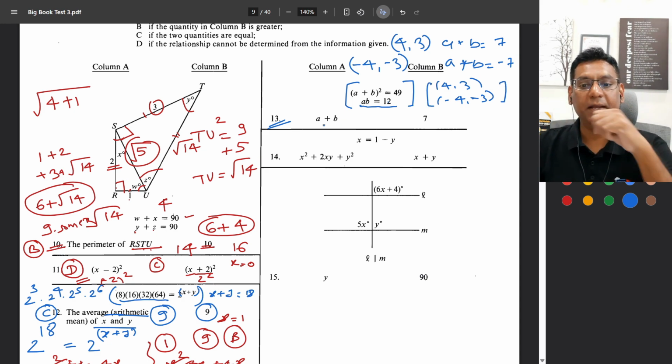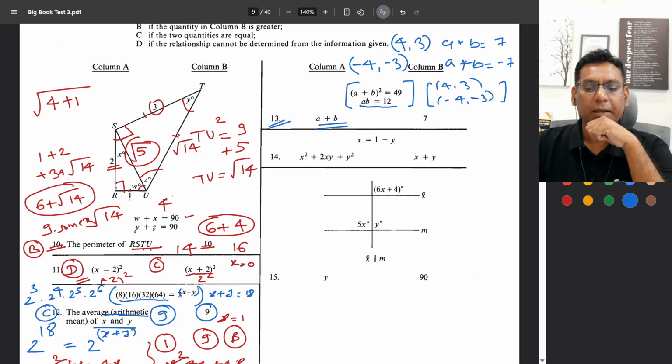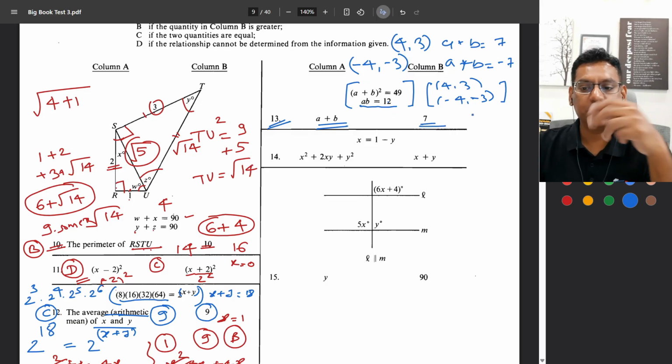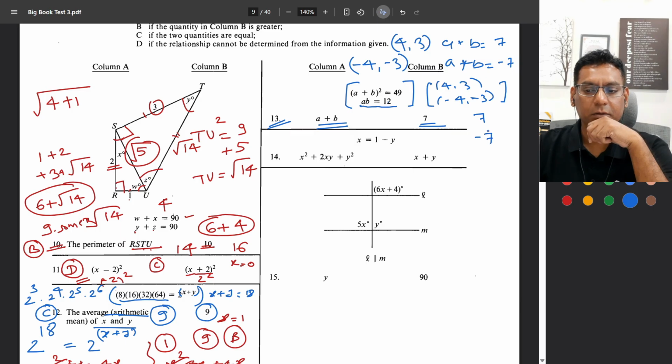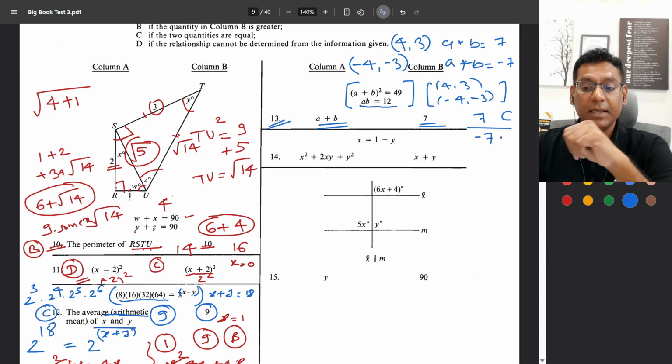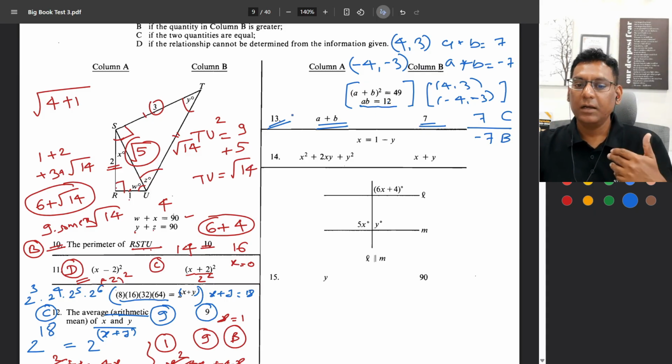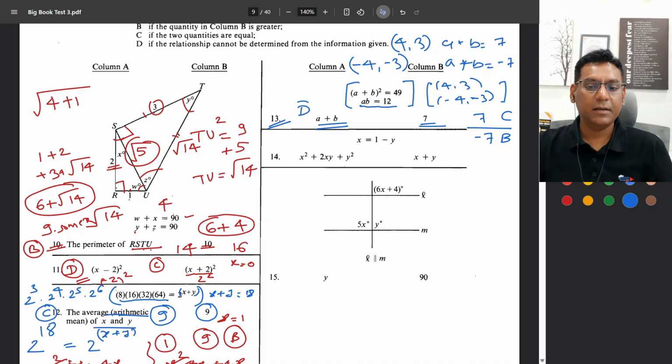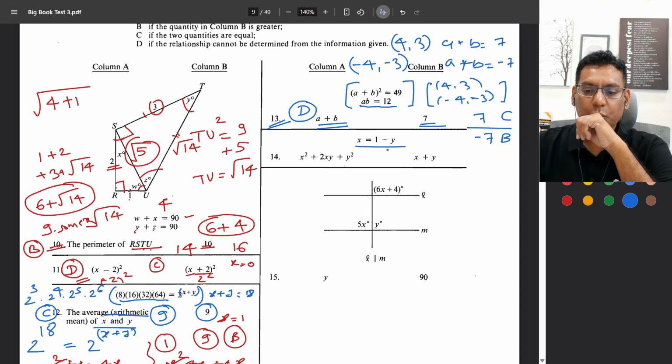Now what do I have to compare? A plus b or 7. Okay, now a plus b could be 7 or minus 7. In one case I'll get C as the answer because it's the same number 7. In the other case I will get B as the answer because 7 is bigger than minus 7. Okay, I don't get a consistent answer. Again, answer choice D. Okay, x is equal to 1 plus y.